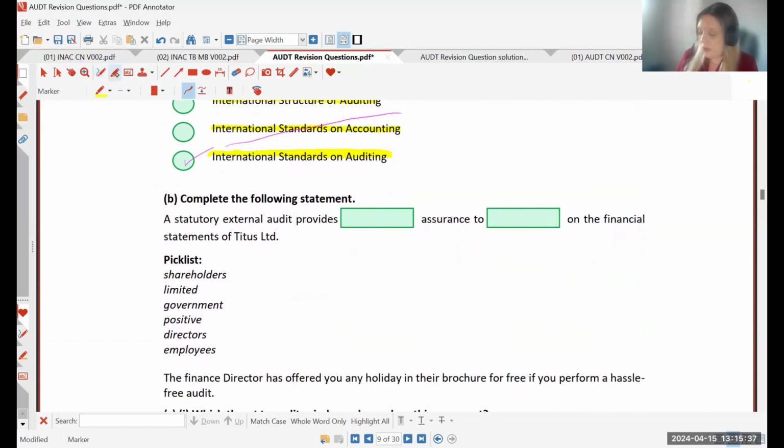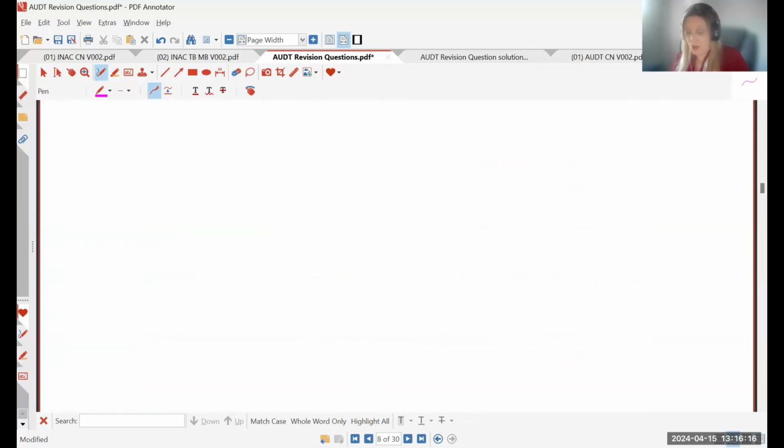Nice quick mark to start your mock with. The next then, we've got to complete the following statement. So the statement goes, a statutory external audit provides something, assurance, to someone on the financial statements of Titus Limited. So in our pick list, we've got shareholders, limited, government, positive, directors, and employees. Well, it's going to be either positive or limited, isn't it? This first box here, it's going to either be limited or positive. So now we'll just go back up and have a little look at that paragraph that I skipped over before.